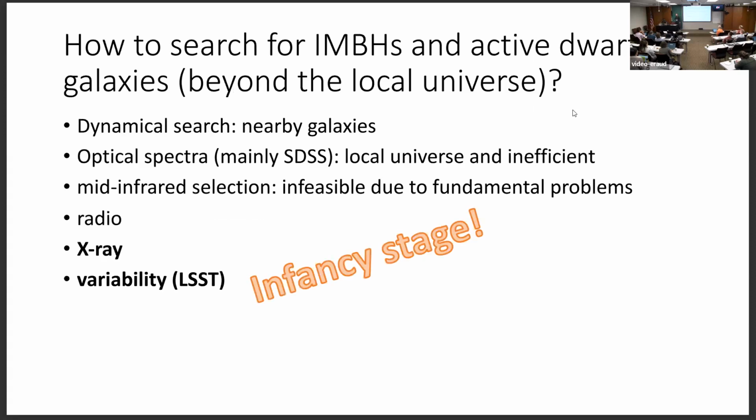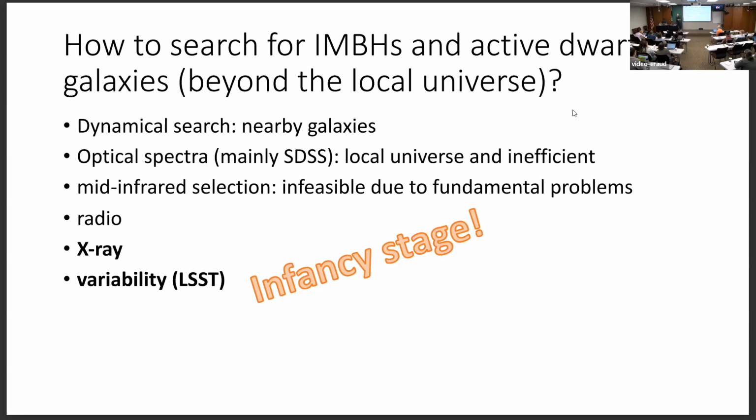But how do we search for intermediate mass black holes or active dwarf galaxies, especially beyond the local universe? Just like for AGNs or supermassive black holes, the most reliable way is to use a dynamical search, but this is quite limited to very nearby galaxies. And people have mostly been using the optical spectrum, especially from SDSS or GAMA, to select such sources. This method is again limited to the local universe and proven to be inefficient.